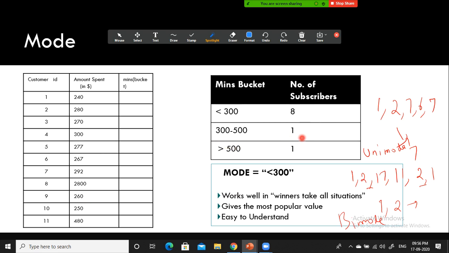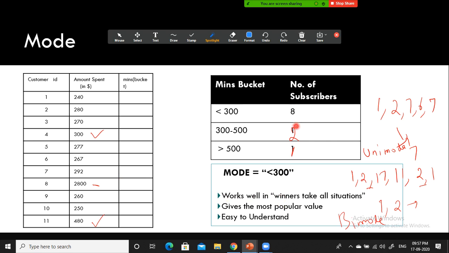Between 300 to 500, one customer spent 301, and another spent 480, so two customers. Anybody else? Only 2. Then more than 500. How many customers spent more than 500? You don't see anything beyond 400, only one value, which is 2000. Hence, we mention 1 here.